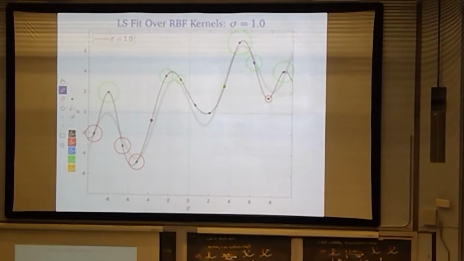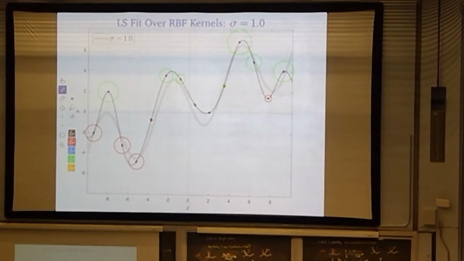Okay. So the solution essentially assigns a weight to each point, and here I illustrate the weight using the size of these circles located at each point. Positive weights, I give it a green circle. Negative weights, I give it a red circle. The size of the circle is proportional to the size of the weight.